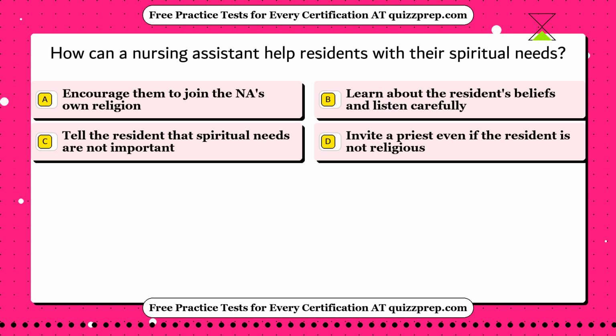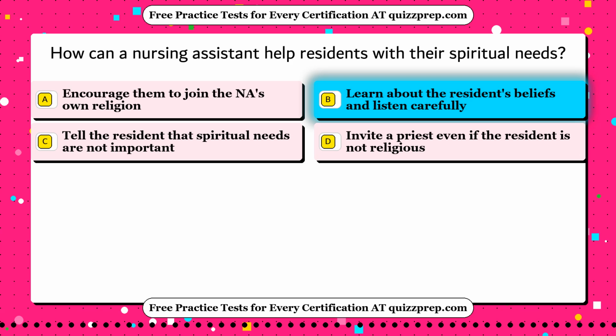Option A, encourage them to join the NNAAP's own religion. Option B, learn about the resident's beliefs and listen carefully. Option C, tell the resident that spiritual needs are not important. Option D, invite a priest even if the resident is not religious.